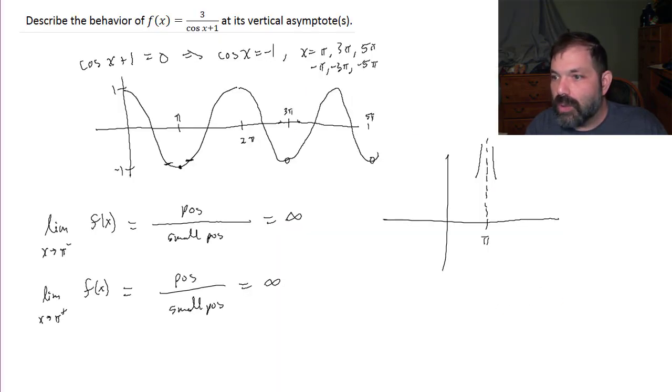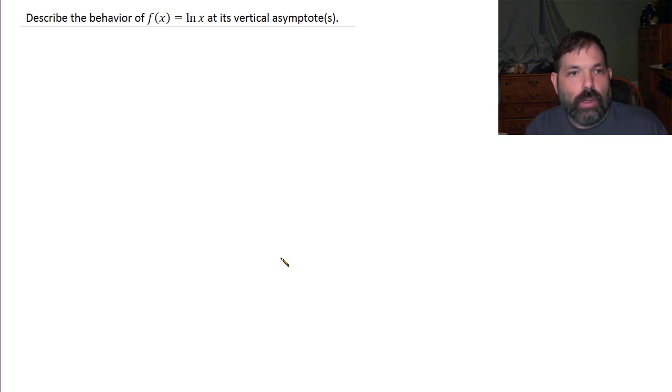All right, let's look at one more situation. And this is one that you should be aware of. You should know this from algebra already. Describe the behavior of the function natural log x at its vertical asymptotes. So maybe you can think of this one on your own before I do it. All right, so if you remember the natural log function, we can't really analyze this one with algebra. We just have to know this one.